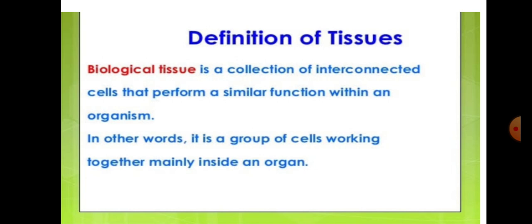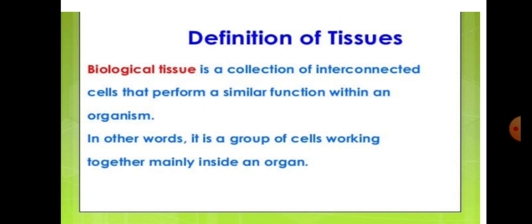So tissue is a collection of interconnected cells. They perform a similar function within an organism. Here, the particular tissues are specialized tissues together forming an organ. This collection of organs forms an organ system, and together these organ systems combine to form an organism. So tissue is a group of cells working together mainly inside an organ. In this chapter we'll discuss the tissues in detail.